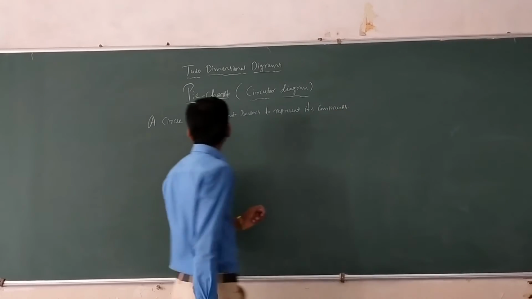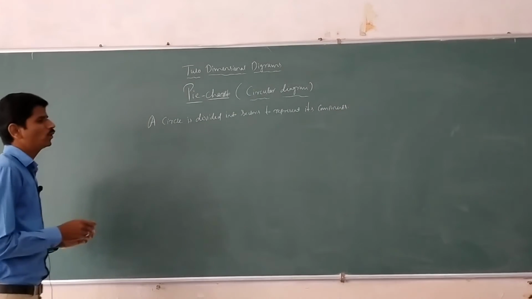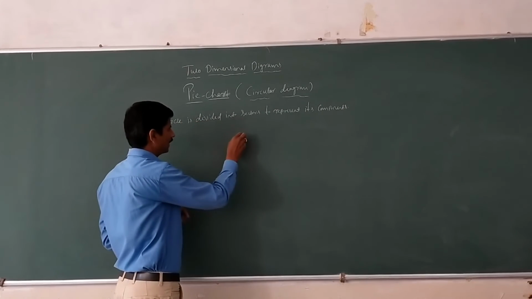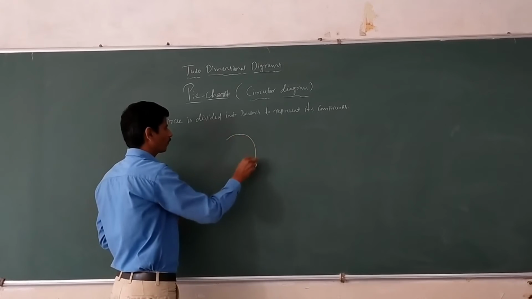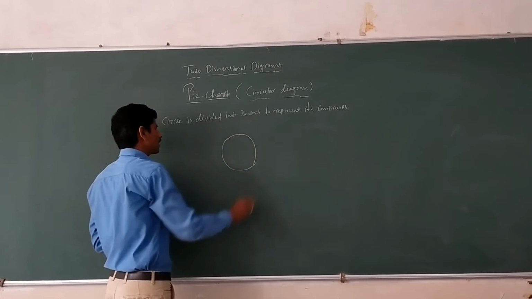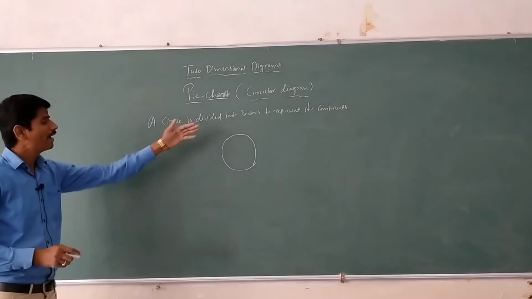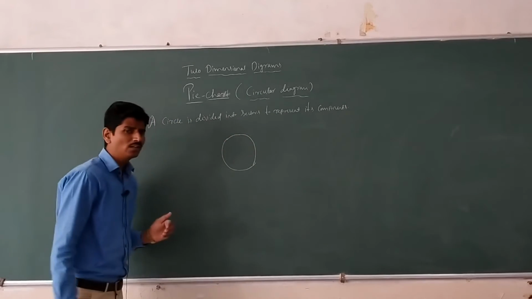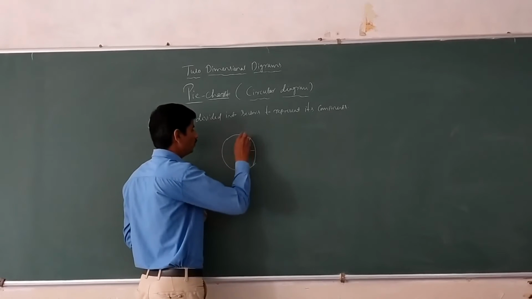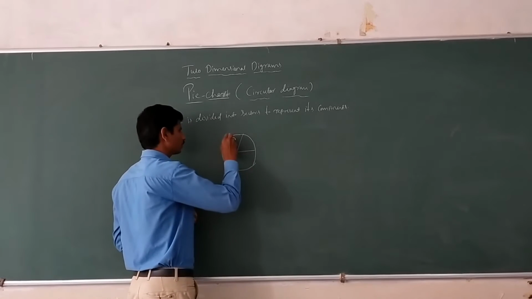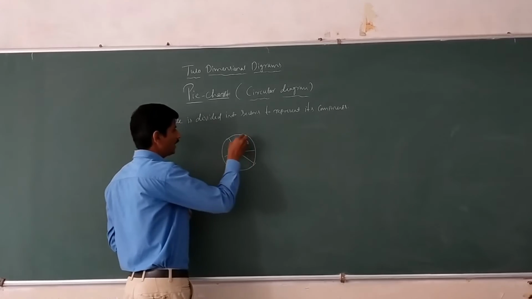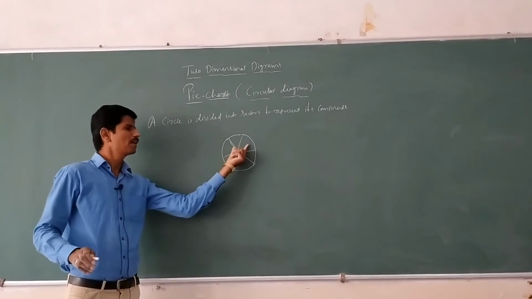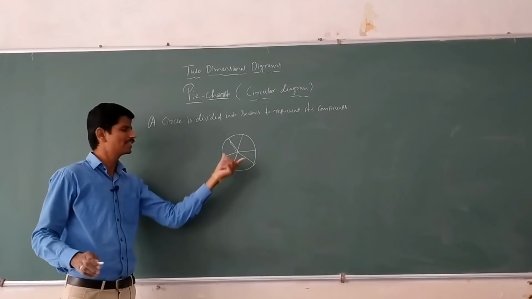Here a circle is divided into sectors to represent its components. This is a pie chart; it looks like a circle. The circle is totally 360 degrees, and it is divided into different sectors. Sectors are nothing but parts. Here there are six sectors.